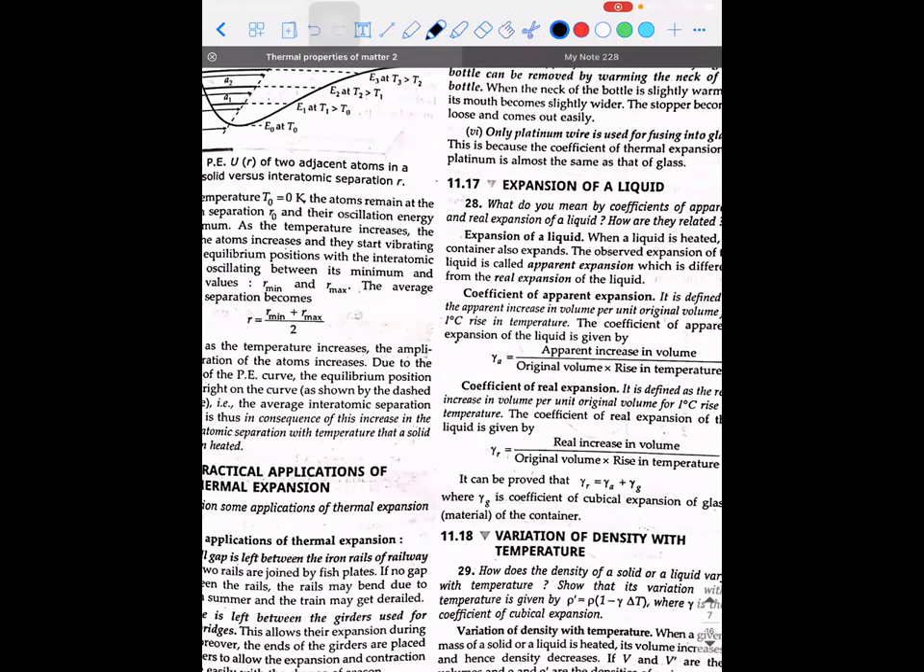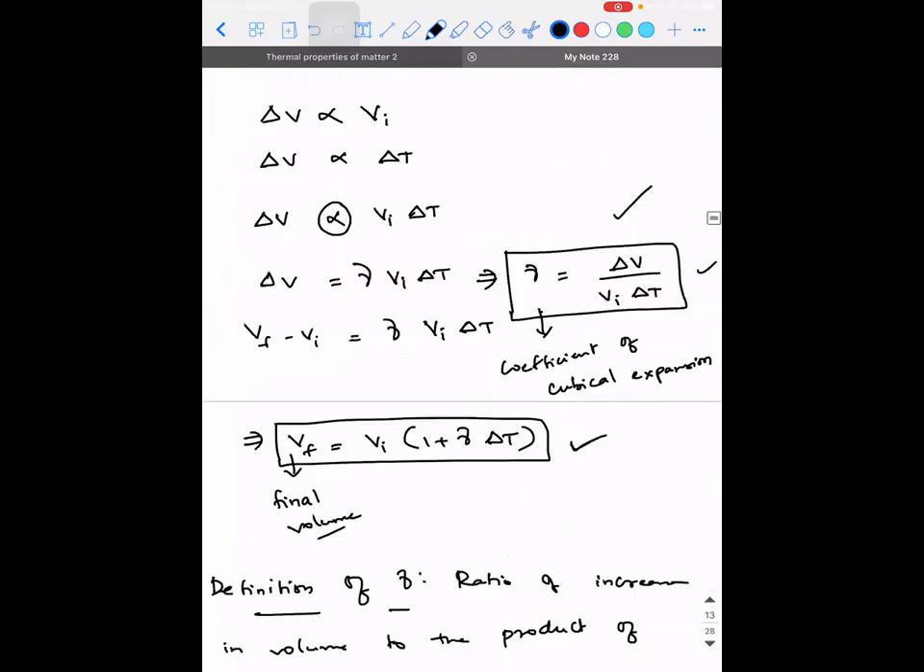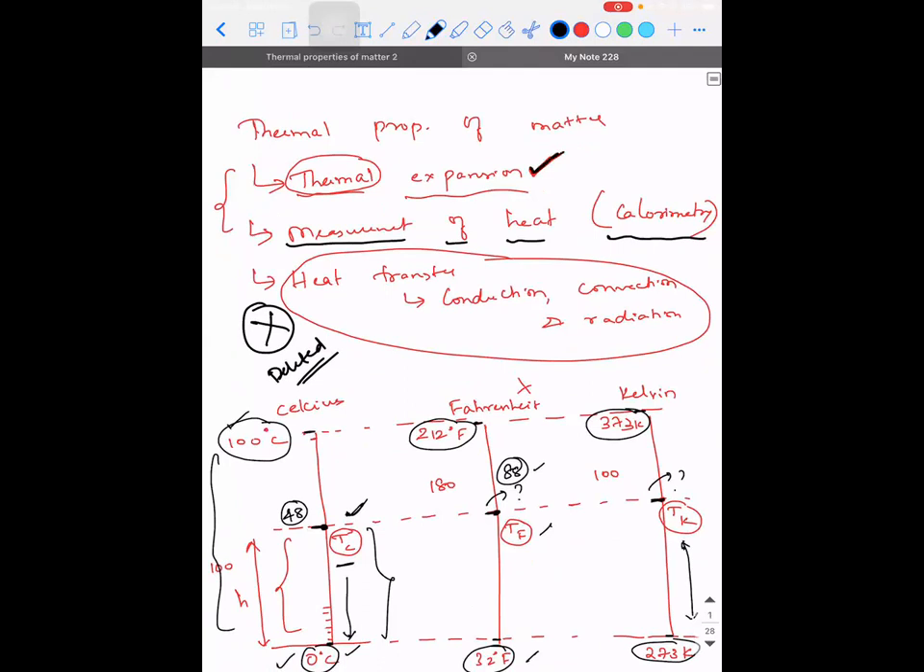No, sir. Okay. So what I was saying is, this chapter is divided into 3 parts. One is thermal expansion, then the measurement of heat, which is called calorimetry, and heat transfer. The heat transfer part alone is deleted. So I have completed the thermal expansion part. In tomorrow's class, I will start calorimetry. If possible, I can complete it by tomorrow, or else maximum 1 more class. In 2 classes, this chapter will be over. Next, we'll start thermodynamics.